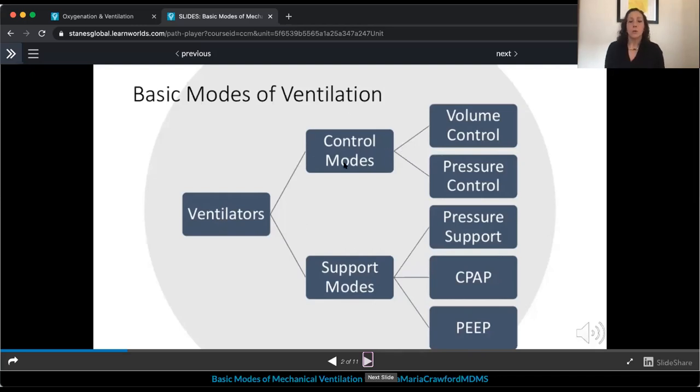In control modes, you set a rate. You tell the machine to give a breath, okay? Can your patient be breathing spontaneously? Yes. Do they have to be? No. The machine can do everything for the patient or assist the patient, okay? So in control modes, you have to set some sort of rate. It can be a high rate or a low rate. It depends on the patient's needs. In control modes, you set a respiratory rate. In support modes, the patient's breathing spontaneously.